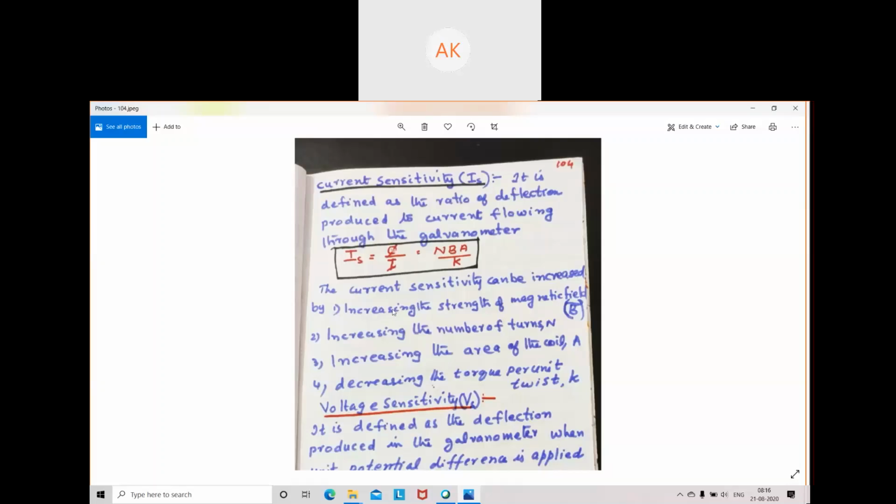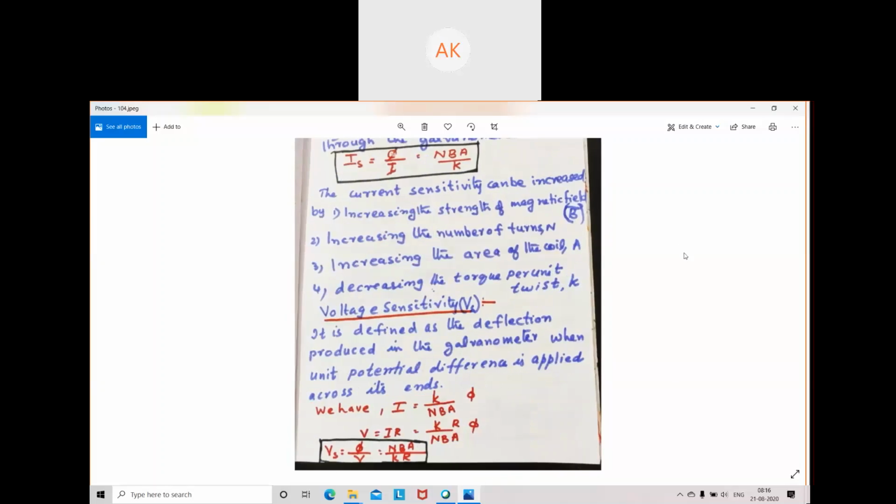So current sensitivity can be increased by increasing the strength of the magnetic field, using a strong magnetic field, increasing the number of turns, increasing the area of the coil, and decreasing the value of K. K is the restoring torque per unit twist. For that, what material is used? Phosphor bronze or quartz strip or fiber is used to suspend the coil.